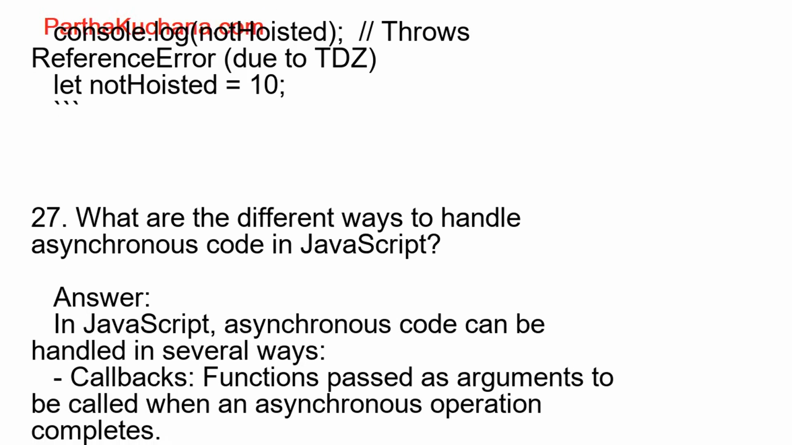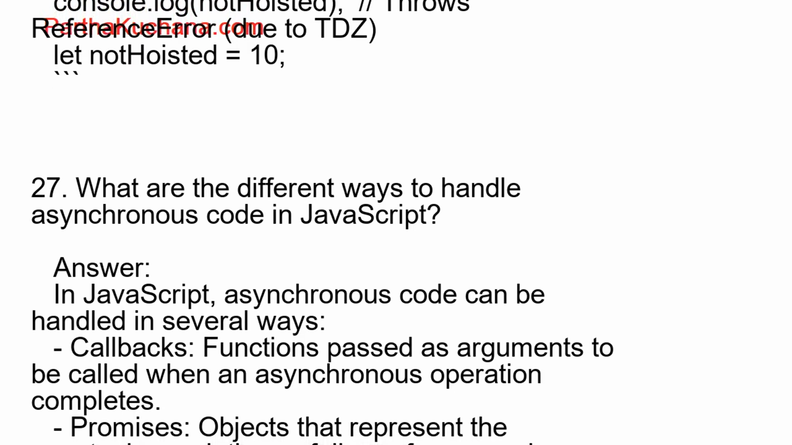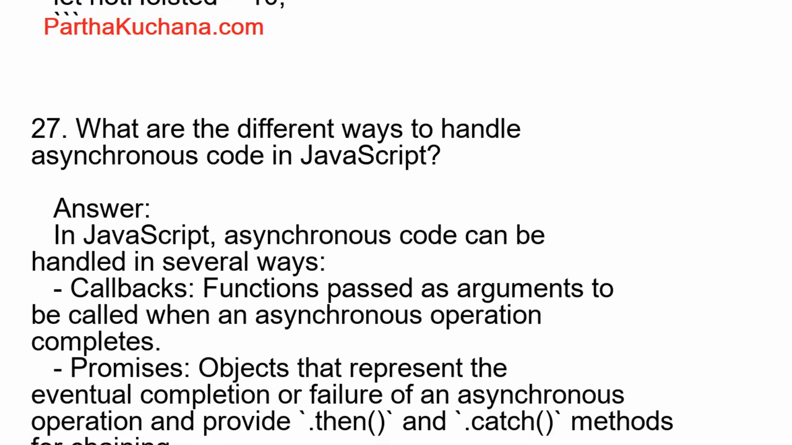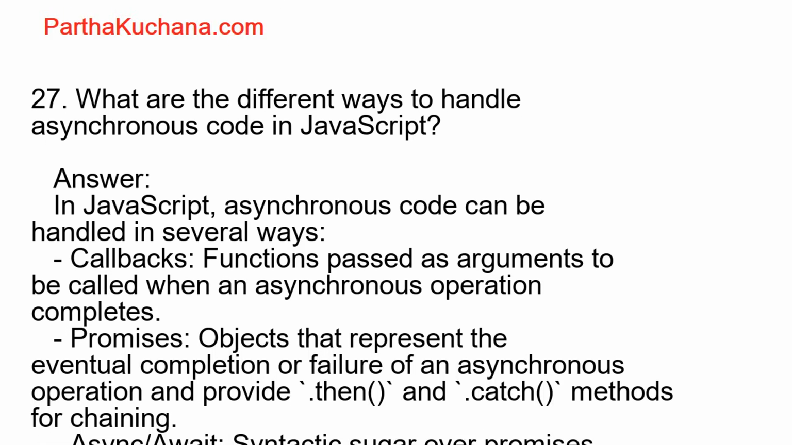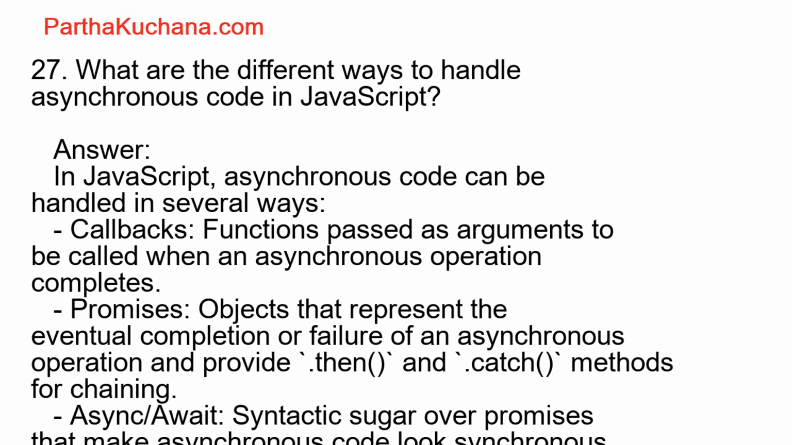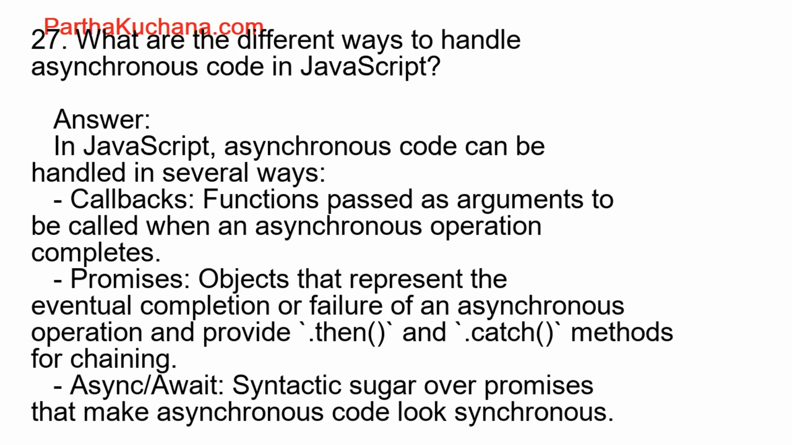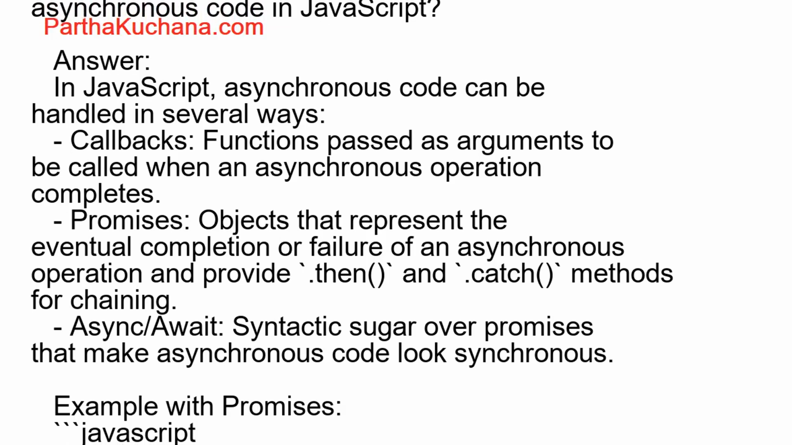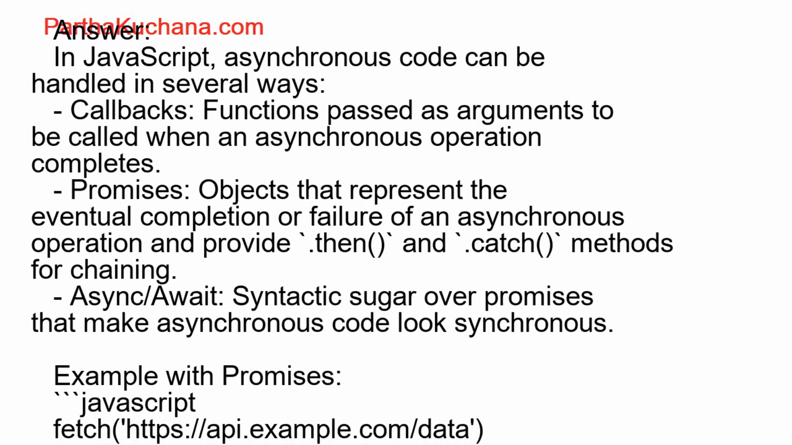29. What is the async/await syntax in JavaScript? Answer: the async/await syntax is a way to work with promises that allows for writing asynchronous code in a more synchronous manner. An async function returns a promise, and the await keyword can be used to pause the execution of the function until the promise is resolved.